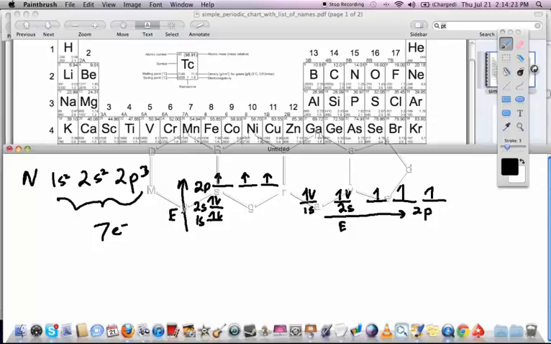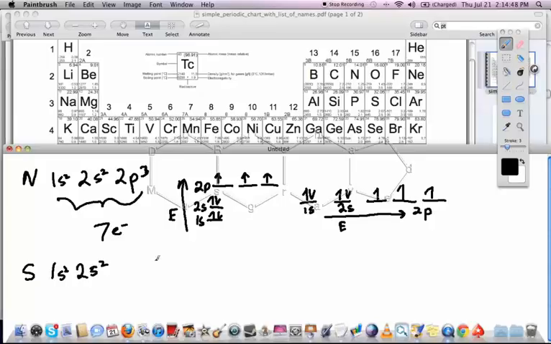Alright, let's look at something a little bit more complicated. Let's say something like sulfur. Alright, so sulfur is 16. That's the atomic number, 16. So we'll go through and figure out how to do that. It'll be 1s2, right there, 1s2. And we go down here, this would be 2s2.